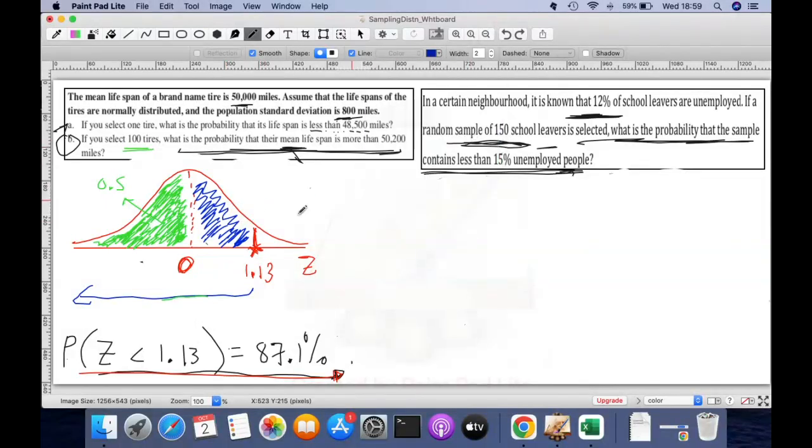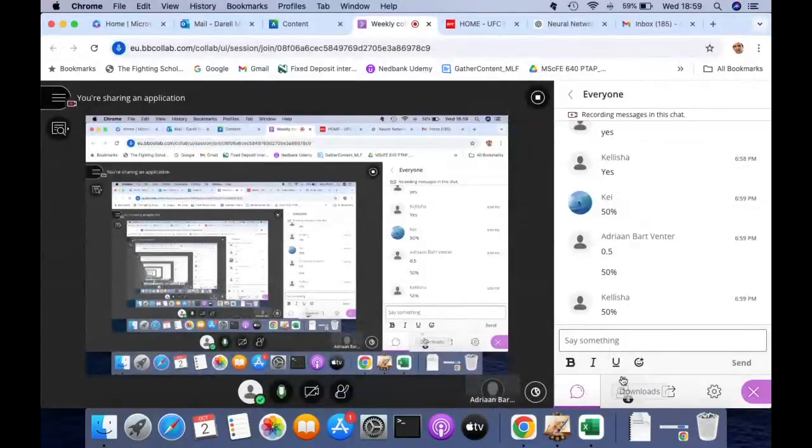Now, for the blue area, that's where we use the table in the back of our book. That's where we need to use the table. Now, I'm going to open my textbook. You just give me a second. I'm just going to stop sharing my screen for a second so I can open my textbook. Please bear with me.